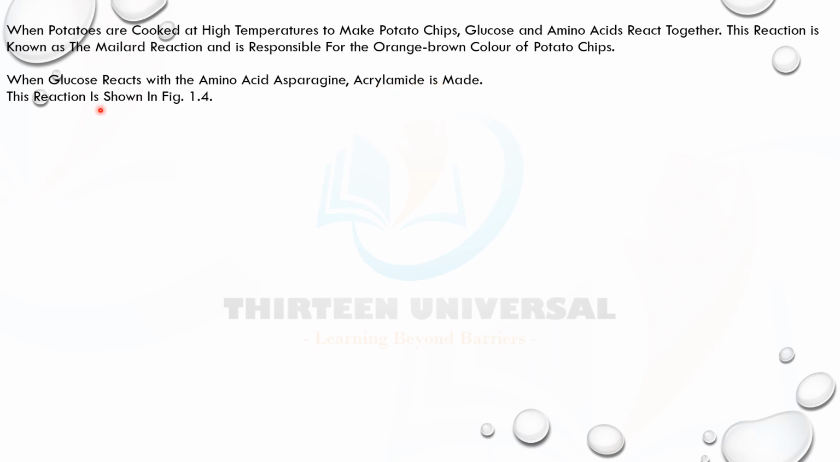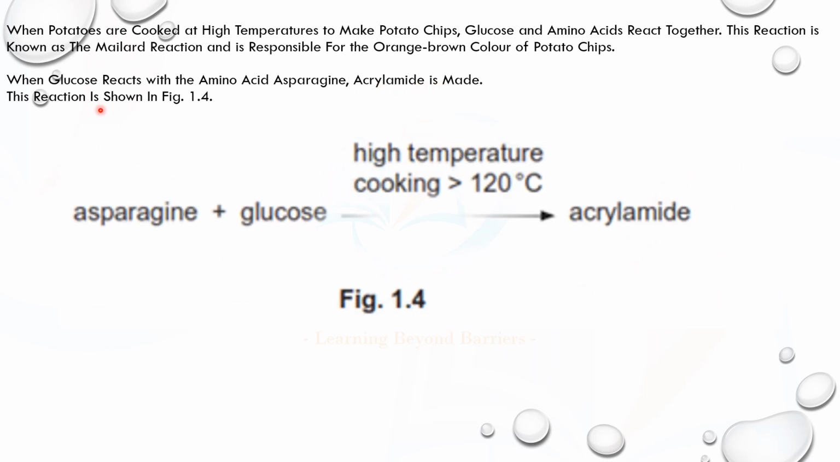This reaction is shown. So make sure you relate acrylamide with the content of your background information. You relate with it so you don't forget it. Don't make it abstract. Relate with it so you can remember it. Asparagine plus glucose at high-temperature cooking, 120 degrees, gives me acrylamide. That's what makes it orange brown. So I'm connecting it. Okay, now that's 1.2.